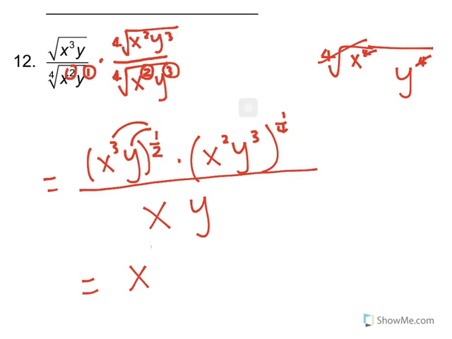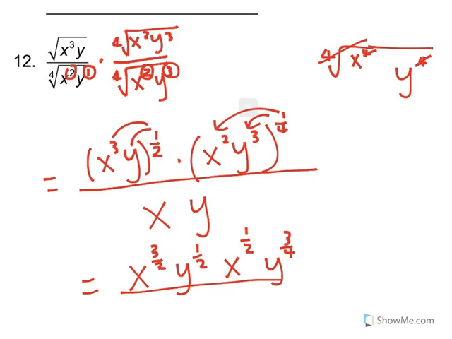We have x to the 3 over 2, y to the 1/2, and the same thing on the second parentheses. We're going to distribute the power, so we have x to the 2 over 4, which is 1/2, y to the 3 over 4. And on the bottom, we still have x times y. I'm going to actually collect the like terms, so we have for the x, 3/2 plus 1/2, that's 4/2, which is 2, so we just have x squared.